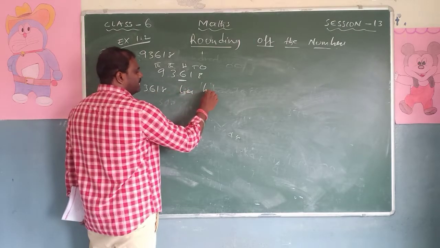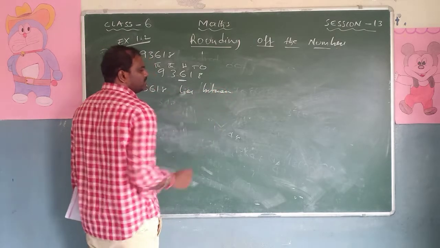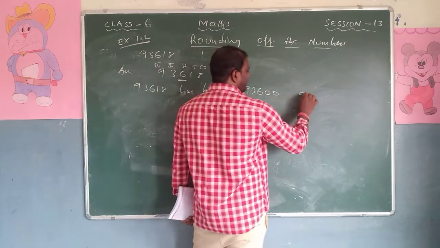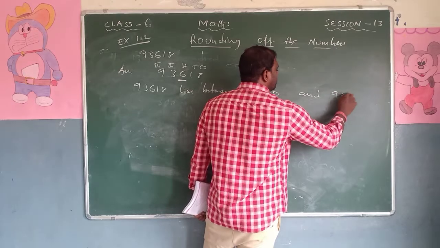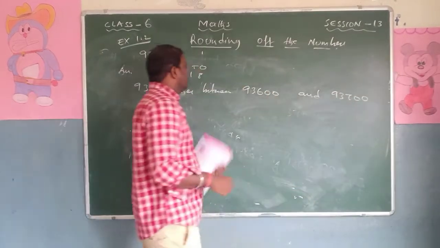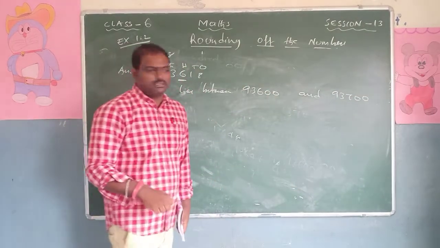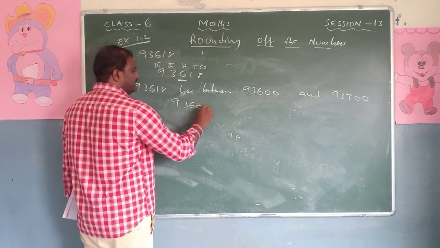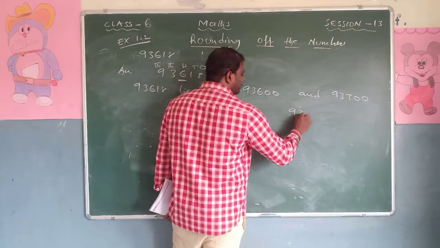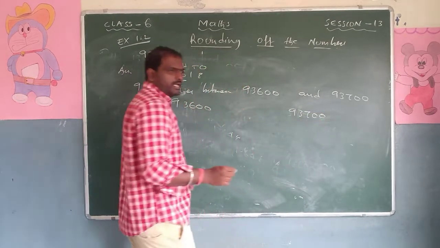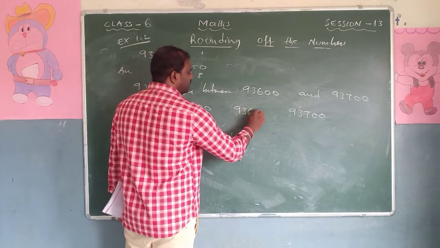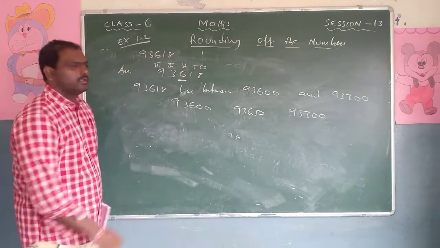So what should I write? 93,618 lies between 93,600 and 93,700. 93,600 and 93,700. What is the next one? What should I write? So 93,600, 93,700 also. Next, the middle number value. What is the middle number? 93,650.